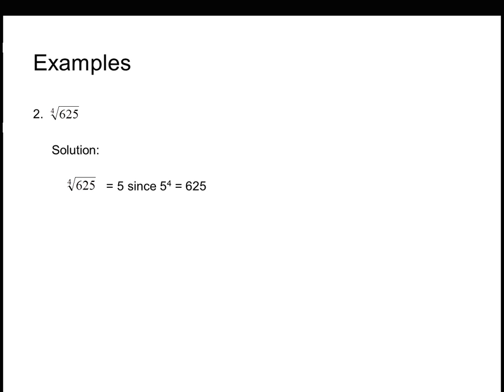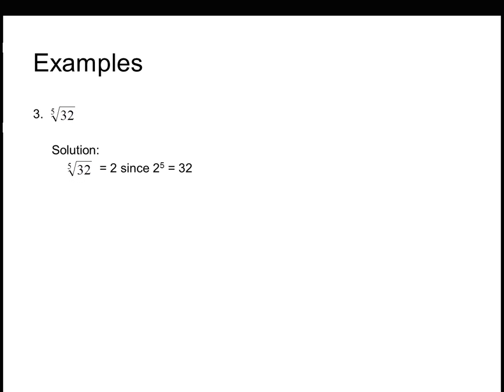Number 2, the 4th root of 625. It's equal to 5 because 5 to the 4th power, right, the index matches the exponent there, is 625. As another illustration, the 5th root of 32, it's 2, since 2 to the 5th is equal to 32. Notice I had to pick some special numbers in order to let me do it. In general, we need a calculator.